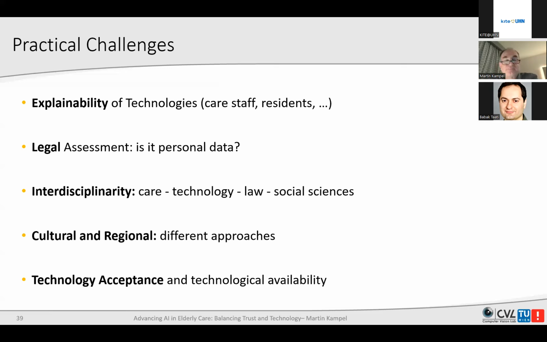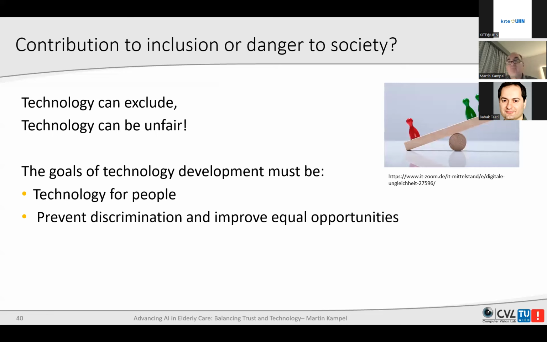And of course, technology acceptance and technological availability are also quite the challenges. I think also after spending 15 years in that domain, I do not see so many solutions which work well and which solve, let's say, more sophisticated problems. So that brings me to the last slide.